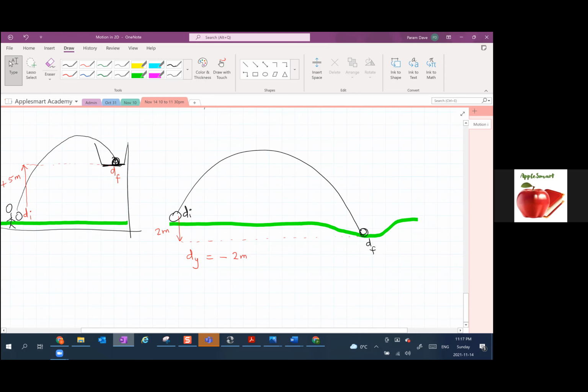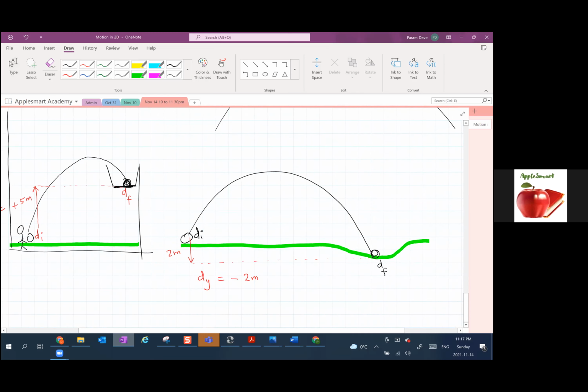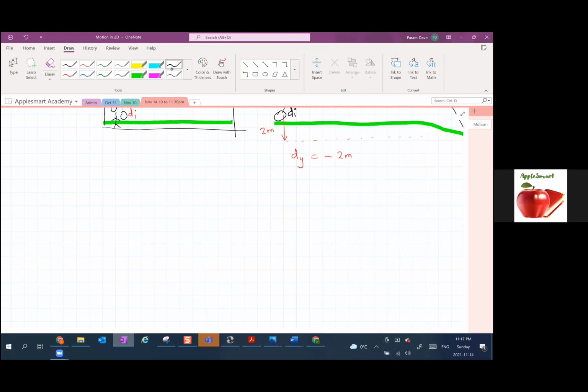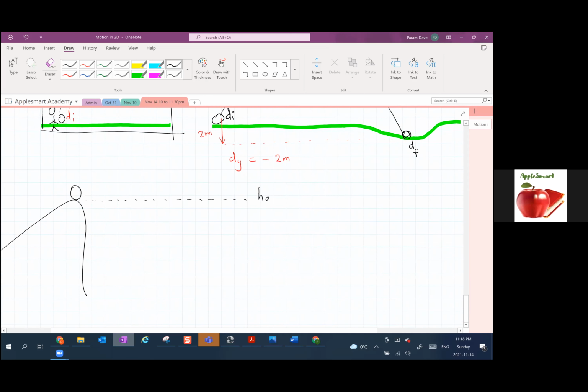Now about the different types of projectile motion, okay? 3 types of projectile motion. Let's say this time you're kicking an object from the top of a cliff. This dotted line that is parallel to the ground is called the horizontal.